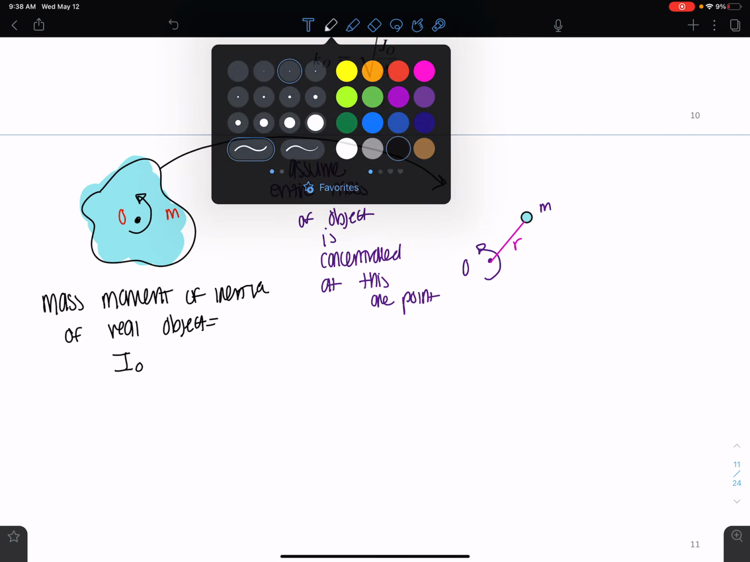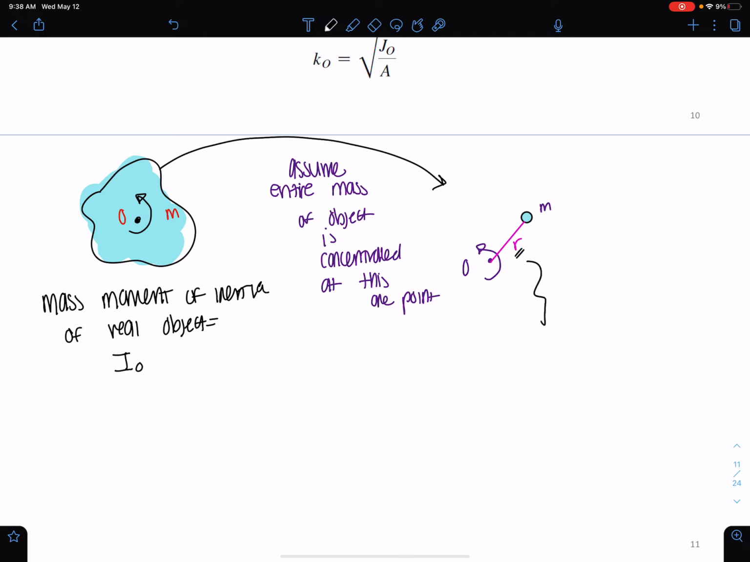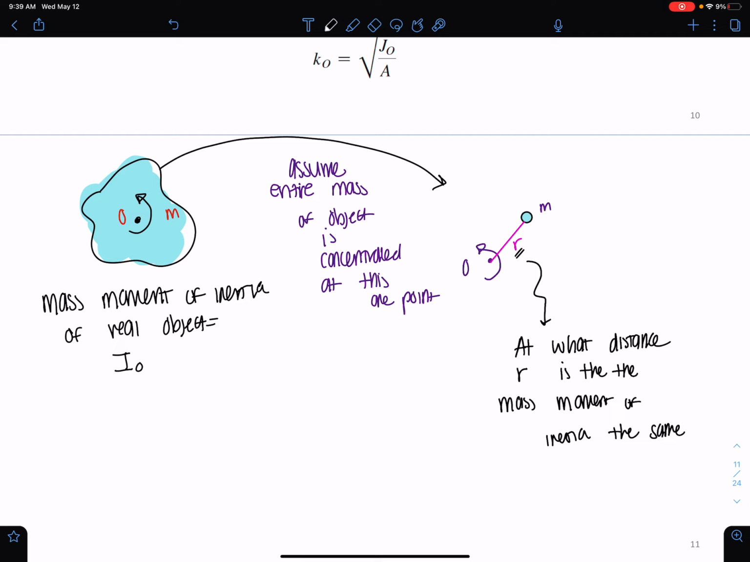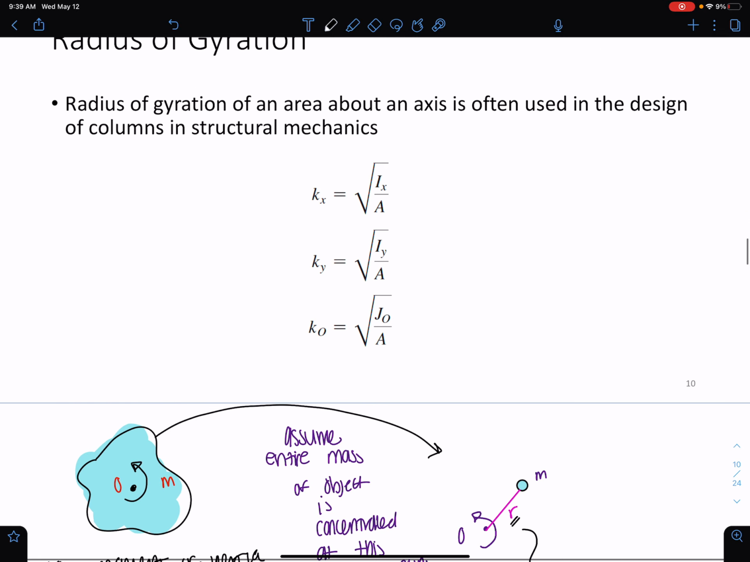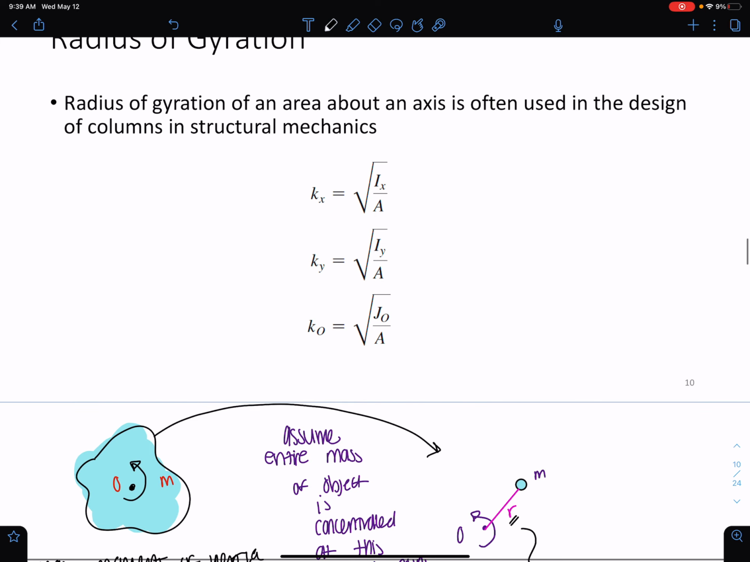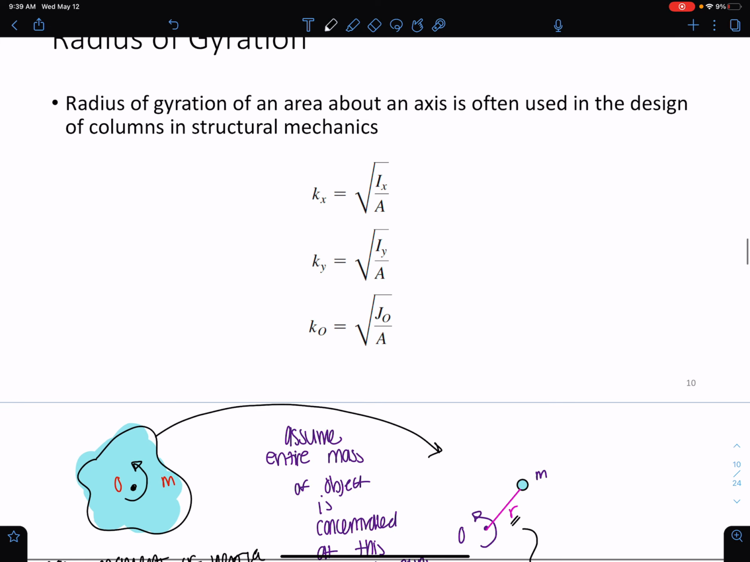And we want to answer our question here: at what distance R is the mass moment of inertia the same for this first object and the second object? This radius of gyration, R, is what we're calculating here. We use this often in the design of columns in structural mechanics.